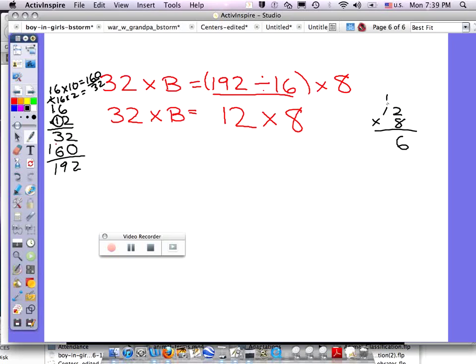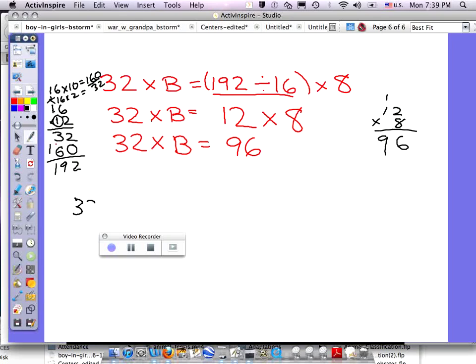Or if you're reviewing it, I'll just check over here, 12 times 8. 8 times 2 is 16. 8 times 1 is 8, plus 1 is 9. So I'm going to rewrite the steps. 32 times b equals 96. Now I need to think 32 times 10 is 320. So we're looking at a lot smaller. Well, you should almost be able to figure this out in your head. And if you haven't yet, press pause and figure it out.